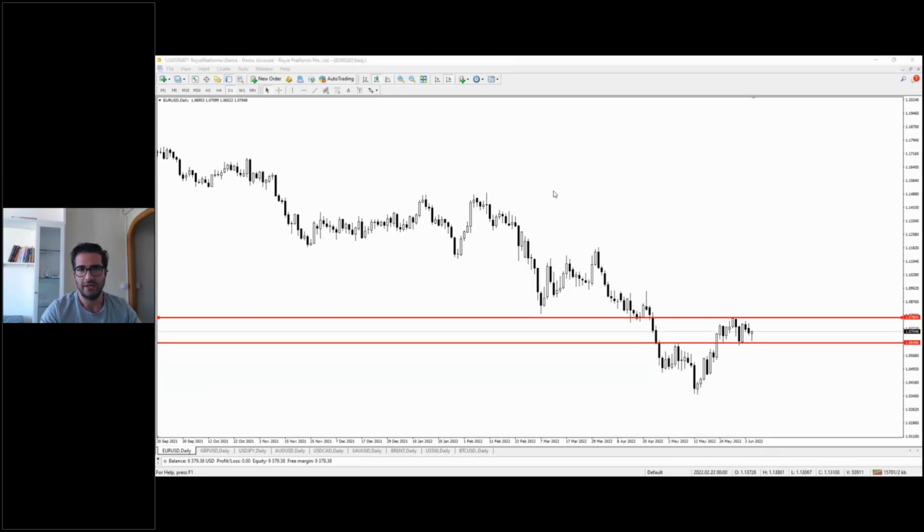We will look at the higher time frame. We have the daily time frame. Here we will then go to the 4-hour time frame for execution. But first we need to see the bigger picture.